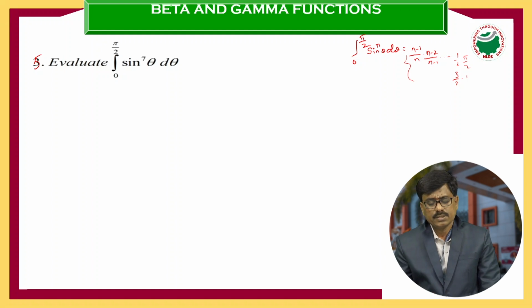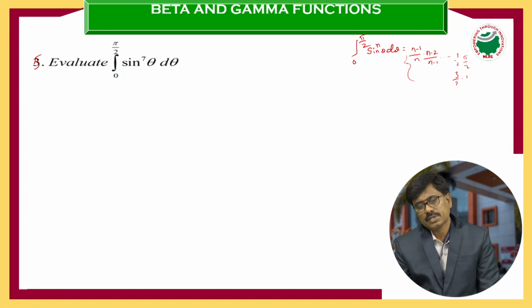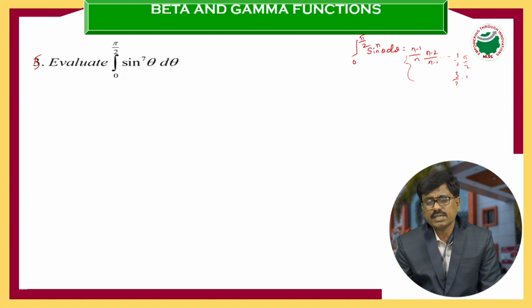But in this case, we are applying beta functions to evaluate some extensions of the problem. Suppose the power is an odd number, or there are some fractional possibilities, because when solving engineering problems we may take integral 0 to pi by 2 sine power 7 by 2 theta d theta. In such cases, we are not going to evaluate it using reduction formulas. First, the integral can be expressed in terms of the beta function. Further, we need to calculate the value by converting beta into gamma functions.